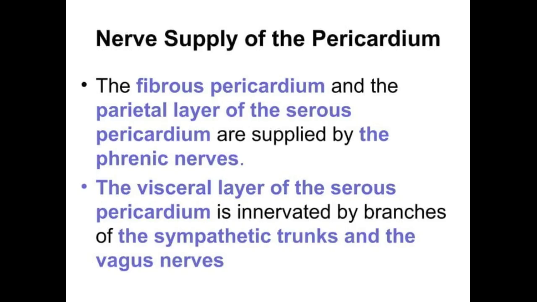Nerve supply of the pericardium. The fibrous pericardium and parietal layer of serous pericardium are supplied by the phrenic nerves. The visceral layer of the serous pericardium is supplied by the branches of sympathetic trunks and the vagus nerve.